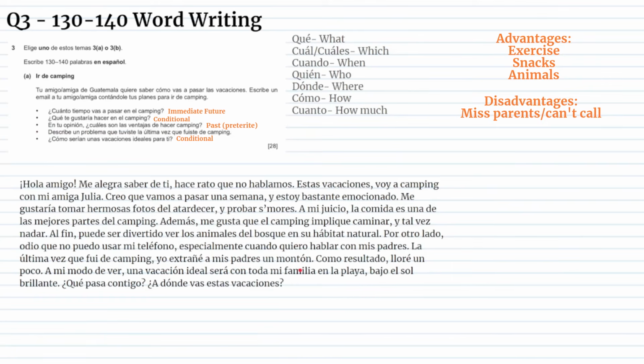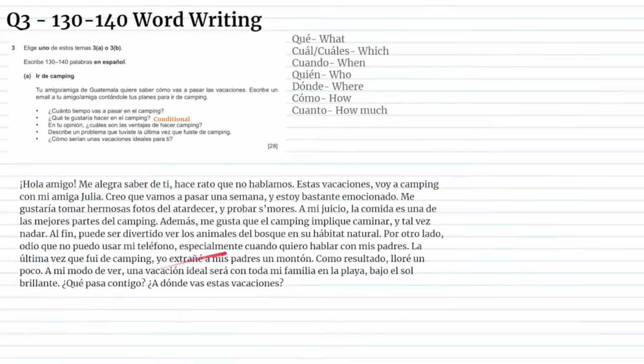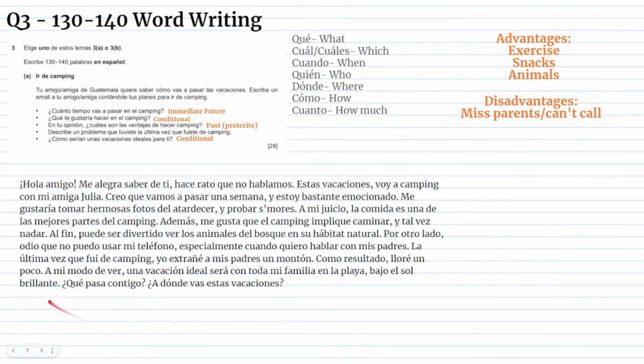And just to make that a little more detailed, tweak it a little bit, como resultado, again, right out of here, transition words, como resultado, as a result, lloré un poco. I cried a little bit. And so, boom, that ticks that off right here. I described the problem that I had, missed my parents, cried. ¿Cómo serían unas vacaciones ideales para ti? So this is also kind of opinionated, right? It's asking me para ti.